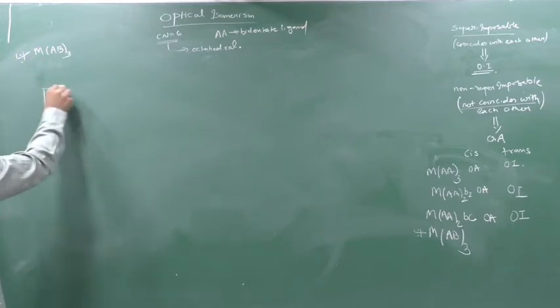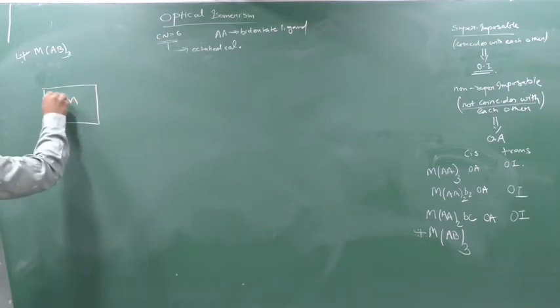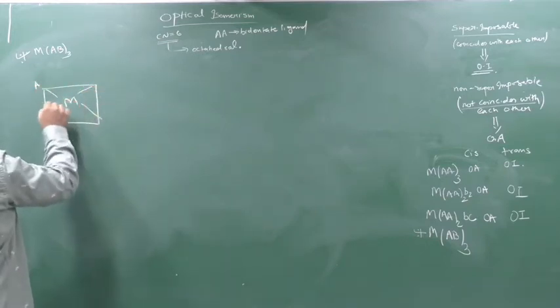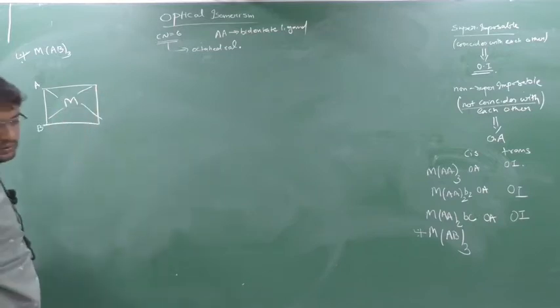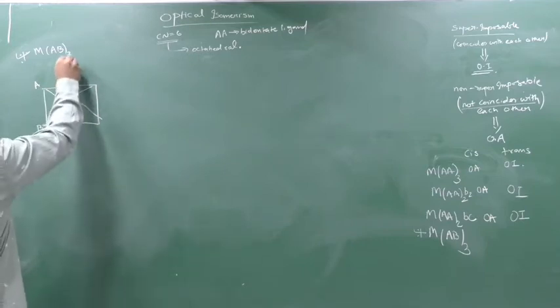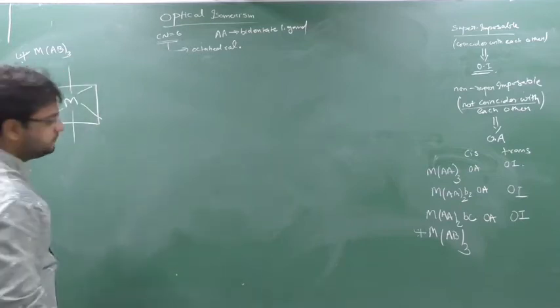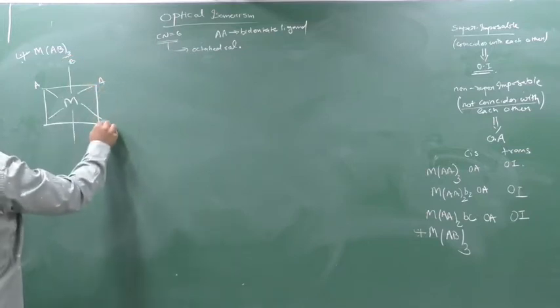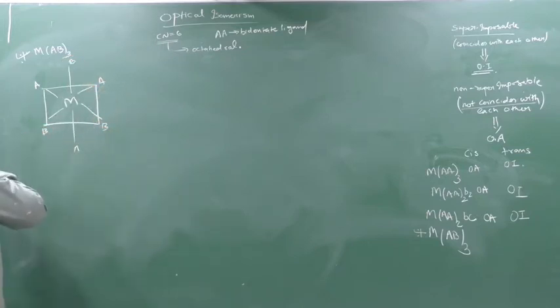See, this is M. This is A, B. Yes or no? And first we will see the C's position. Okay. Wait. AB, AB, AB. Okay.